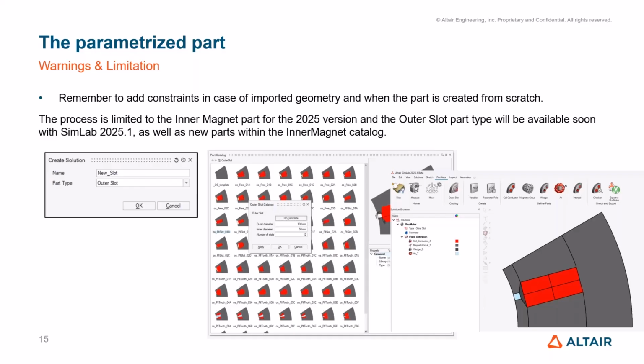So for the moment, in SimLab 2025, the process is limited to the inner magnet part, as you can see. But in 2025.1, we already have the outer slot part type available. And as you can see, some images here for the library and for the solution that we created. And also in the inner magnet catalog, you will have more and more parts to use.